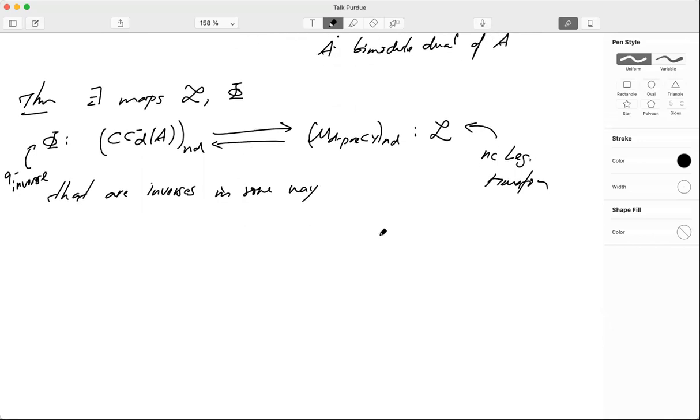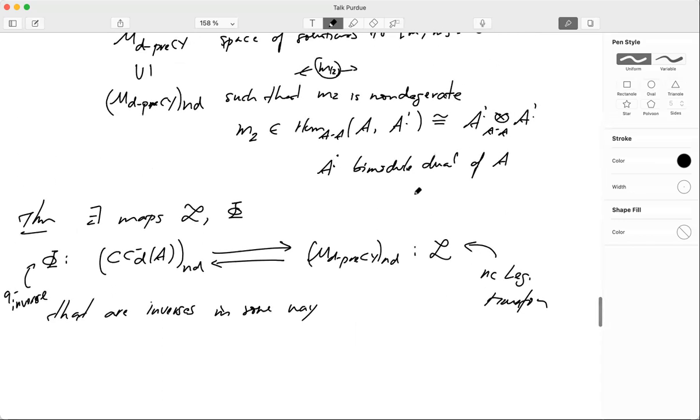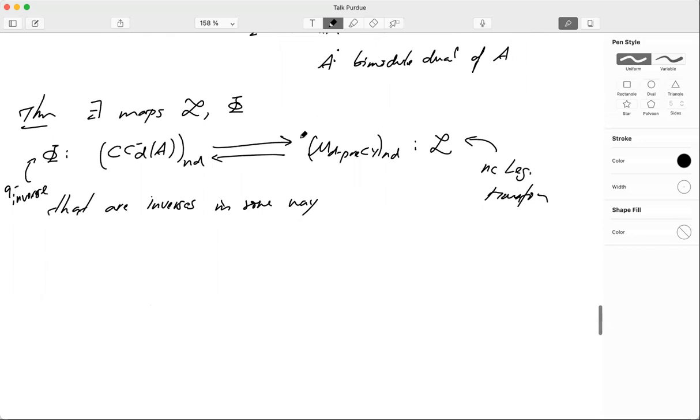There's also a relative statement, but I don't want to mention that one because it's going to take some time. But maybe I should just say a little bit why this map should be a Legendre transform. By the way, these have names. Things on this side are called smooth Calabi-Yau structures, and this side is some non-degenerate pre-Calabi-Yau structure.